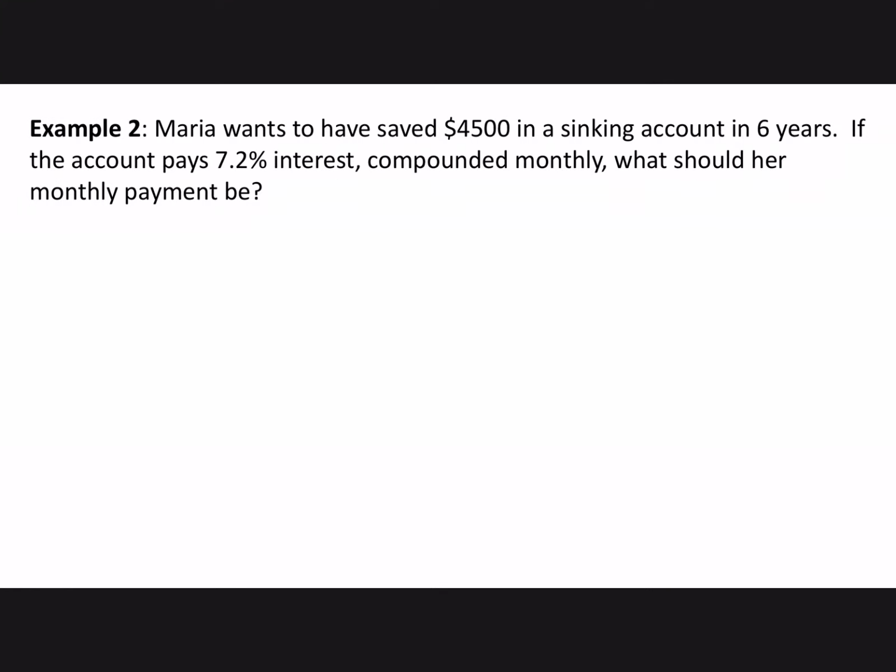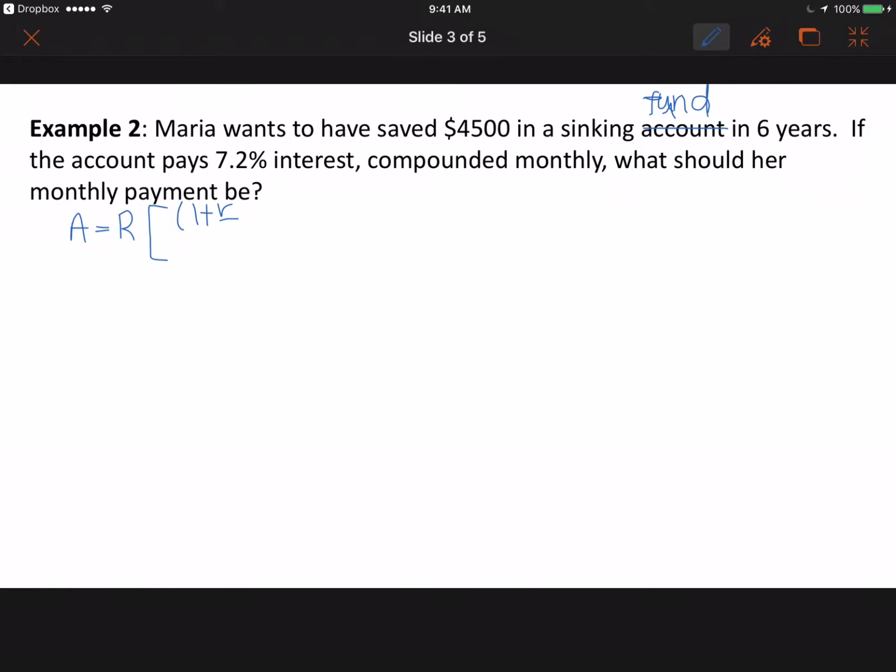Maria wants to have saved $4,500 in a sinking fund in 6 years. If the account pays 7.2% interest compounded monthly, what should her monthly payment be? Okay, so again, with a sinking fund, that's an annuity. So we know that the formula we need to use is the annuity formula. A equals R times 1 plus r over m to the mt minus 1 over r over m.